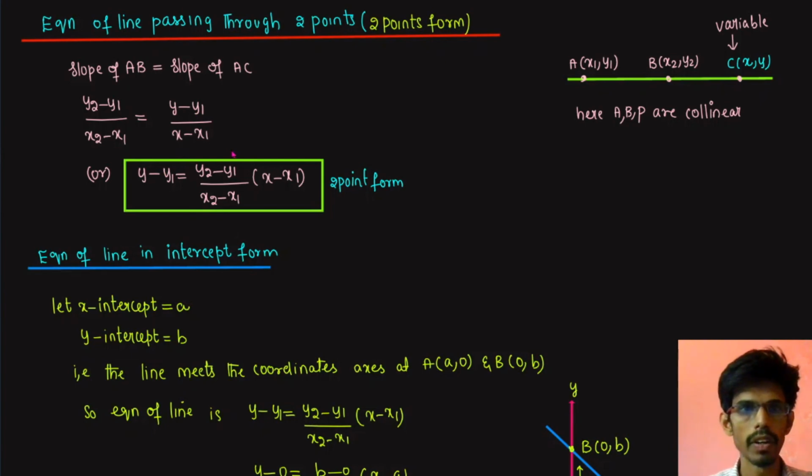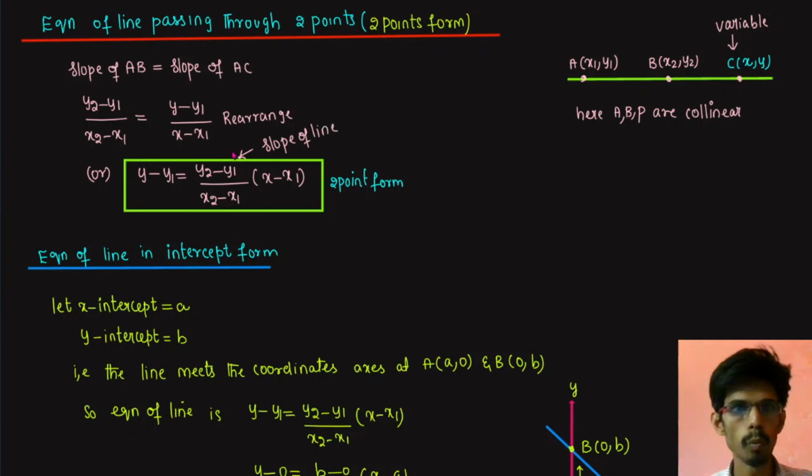Now rearrange this, we'll get y minus y1 is equal to y2 minus y1 upon x2 minus x1 into x minus x1. This term represents the slope of the line. This is called the 2 point form of a line.